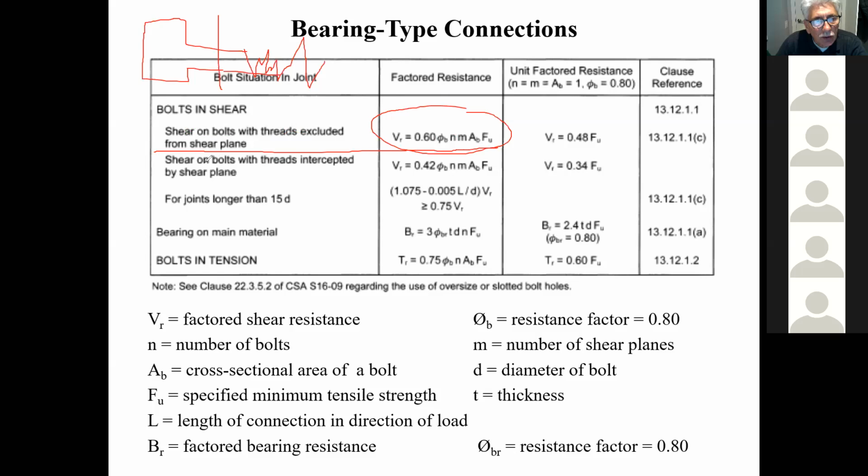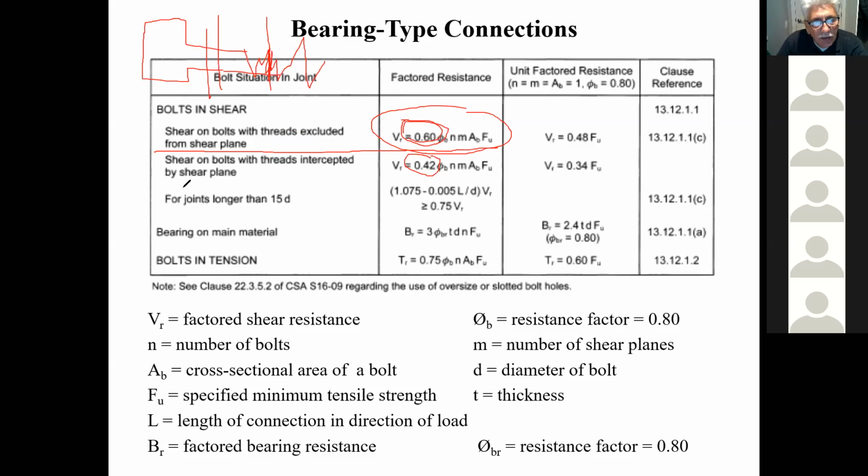Now, if the shear on the bolts with threads intercepted, in other words, if it's going through the threads, the only thing that changes is this 0.6 goes to 0.42. Now, guys, what's 0.6 times 0.7? You can appreciate that all this means is that the amount of material that's left going across the threads is only 70% of what's here. So therefore, you have to reduce this by 70%, and that's why this goes from 0.6 to 0.42.